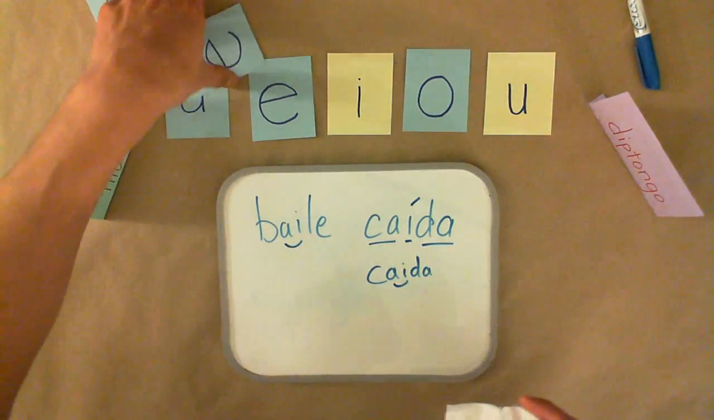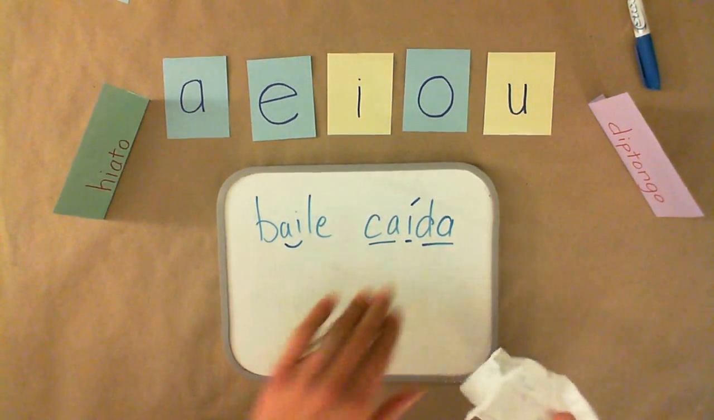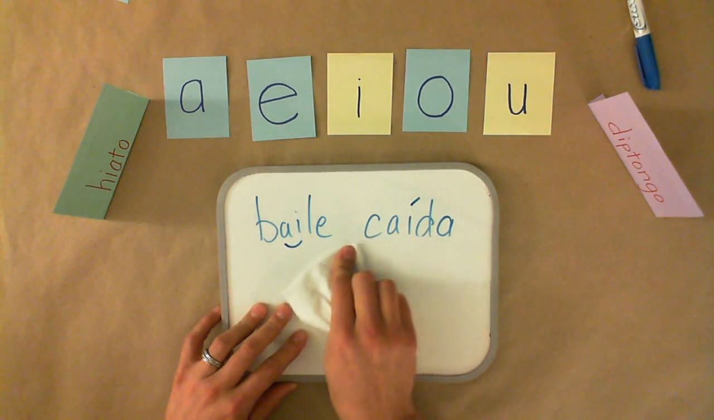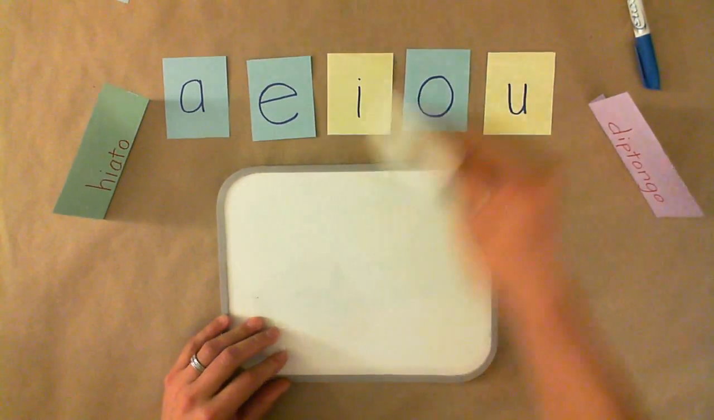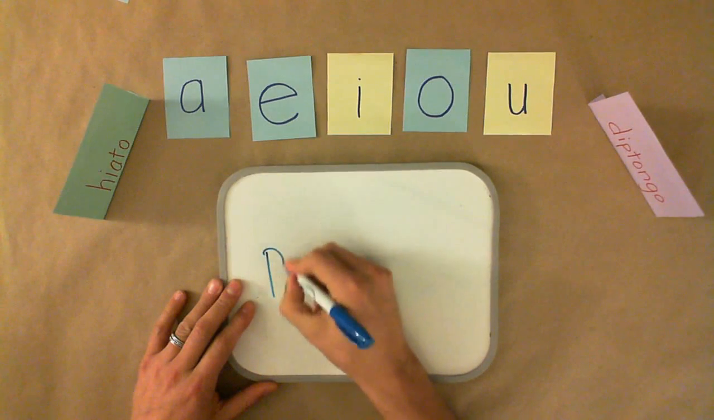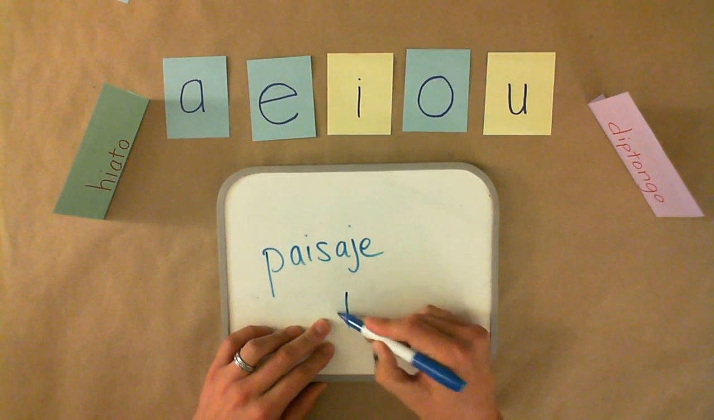By the way, baile means a dance, and caída means a fall. I guess if you dance badly, you will fall. Baile, caída, we have to mark it with the tilde there. Okay, let me show you another pair using the same a-i combination. Here's one, and here's another.